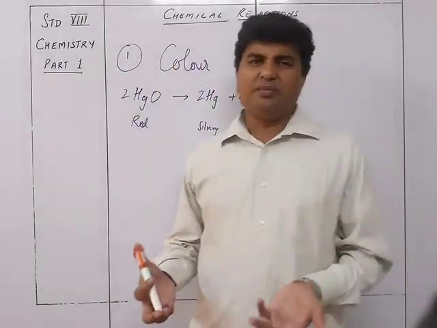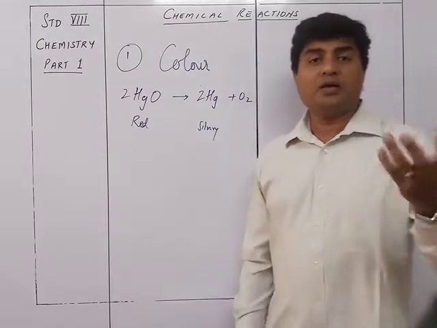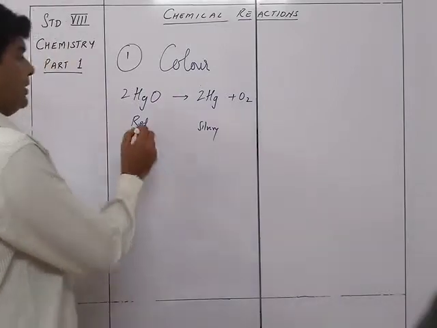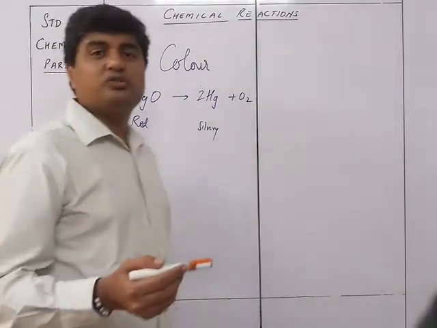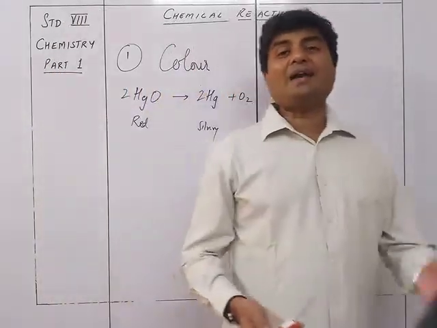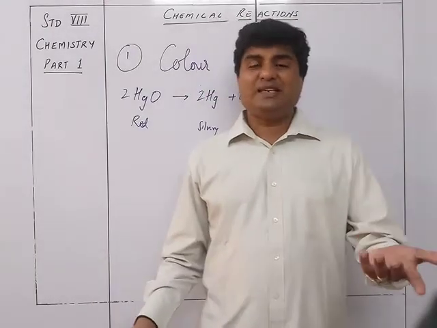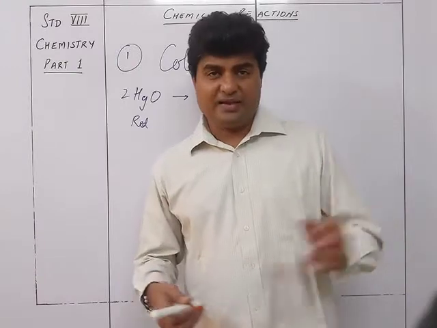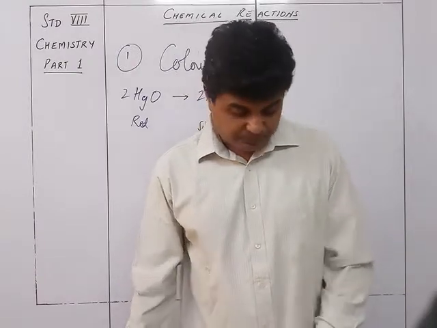The silvery material is nothing but mercury. We have seen mercury in a thermometer. So the silver colored mercury is seen when mercuric oxide, which is red in color, is heated. That color change is easily seen, and it indicates that some kind of reaction has taken place in that chemical equation.